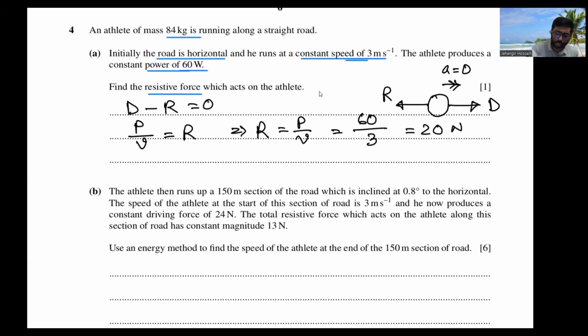The athlete then runs up a 150-meter section of the road, which is inclined at 0.8 degrees to the horizontal. The speed of the athlete at the start of this section of the road is 3 meters per second. It now produces a constant driving force. So this time, the driving force is constant, and the total resistive force which acts on the athlete along this section of the road has a constant magnitude of 13 Newton. Use an energy method to find the speed of the athlete at the end of the 150-meter section of the road.